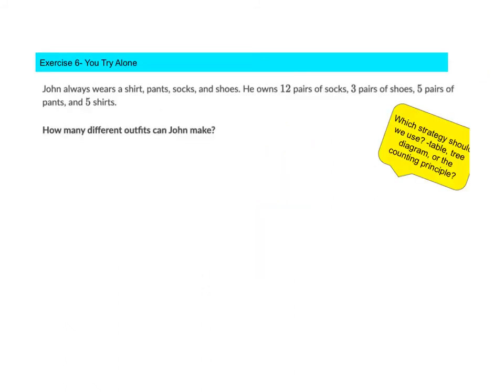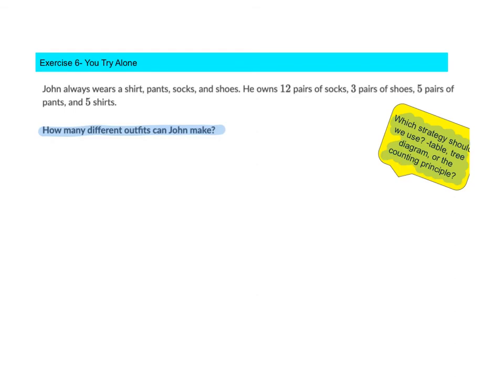It says, John always wears a shirt, pants, socks, and shoes. He owns 12 pairs of socks, 3 pairs of shoes, 5 pairs of pants, and 5 shirts. How many different outfits can John make? Okay, I'm going to have you do this on your own. I'm going to give you 2 minutes to do it because that's really all that it takes. First thing I want you to do is to choose your strategy. Okay, and be able to explain why you chose the strategy you used, and then give me the answer. How many different outfits can he make?